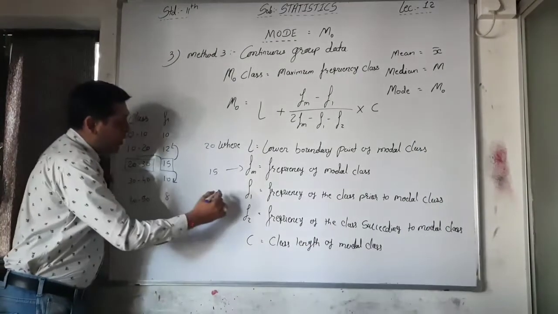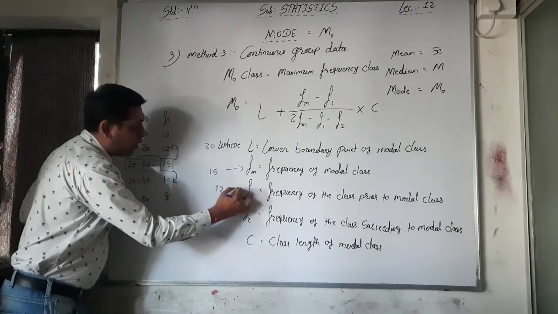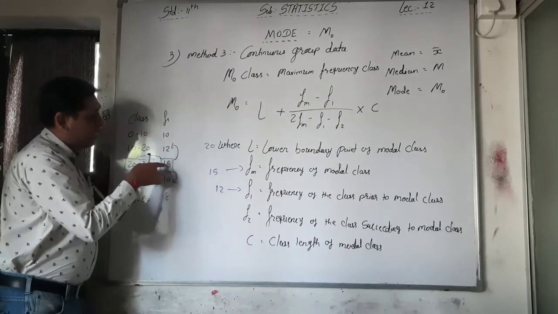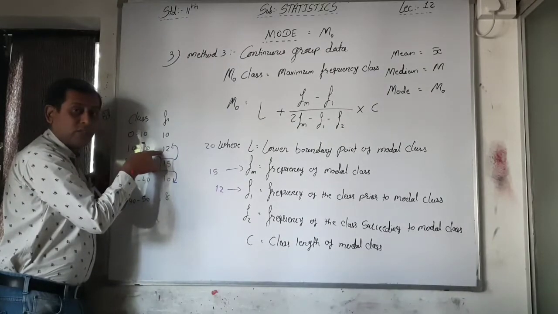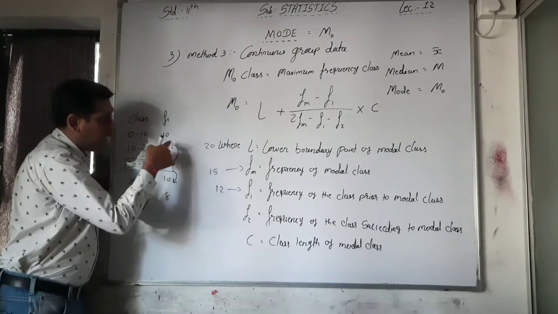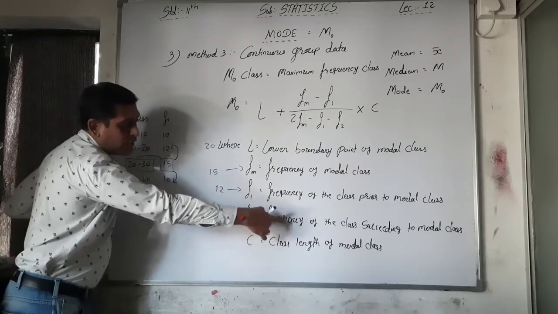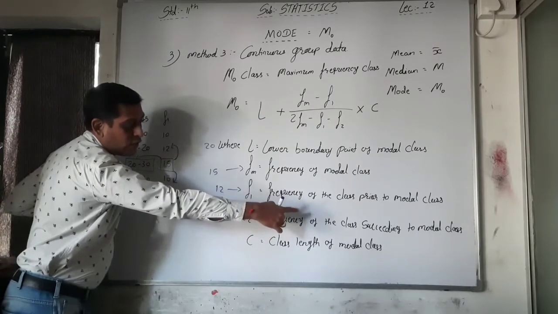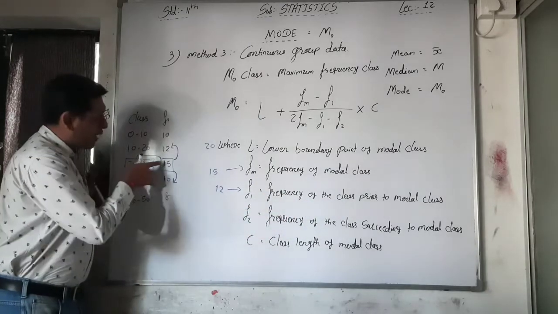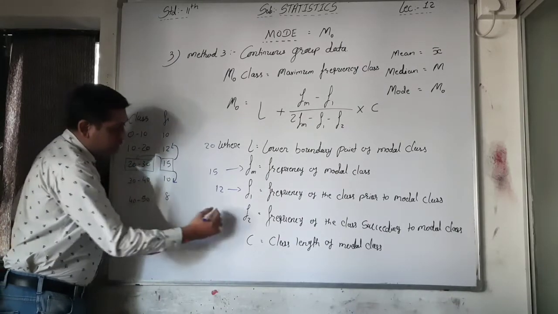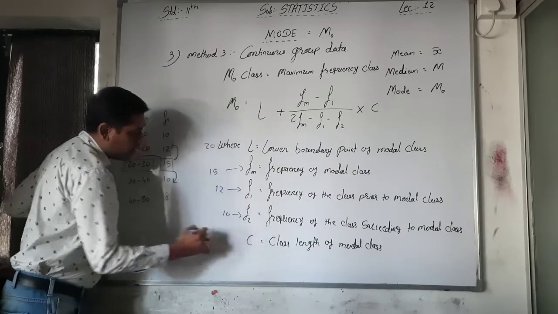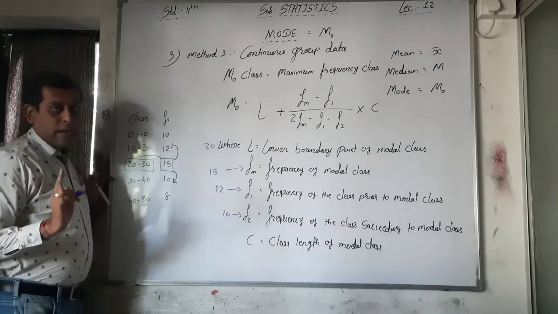What is F1? Here F1 is 12. For this data, the previous class or prior class frequency is 12, so F1 is equal to 12. F2 is equal to the frequency of the class succeeding the model class. The model class's succeeding, that is next, is 10. So here 10 is F2.